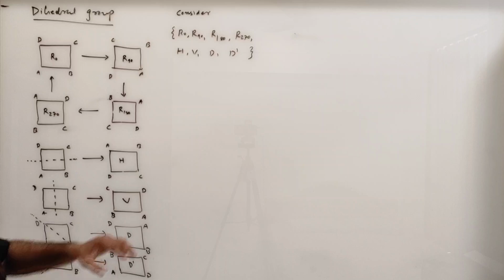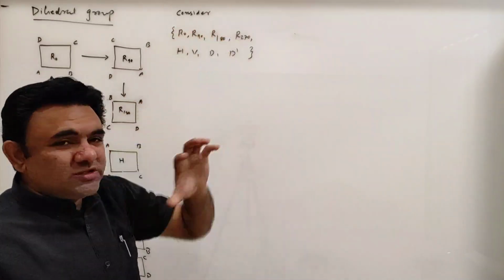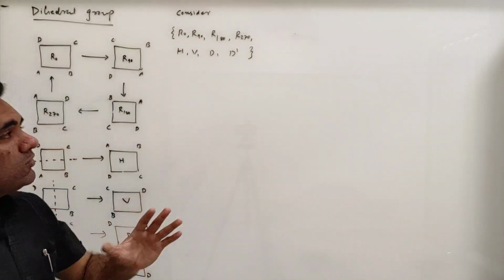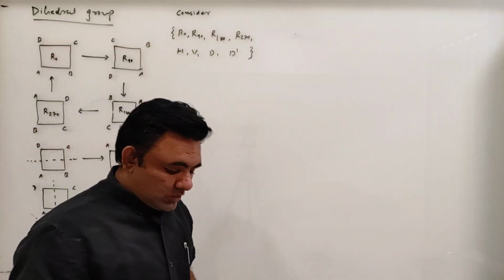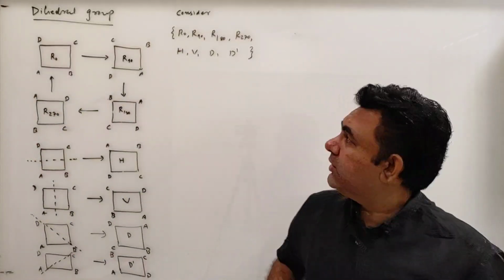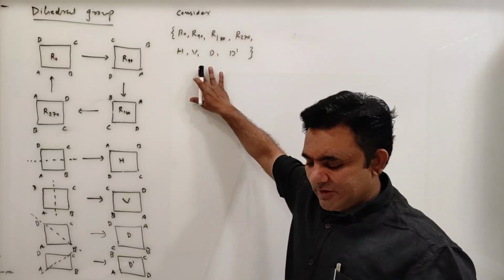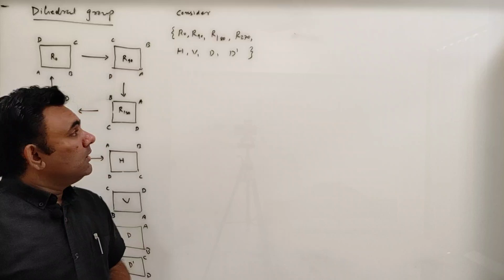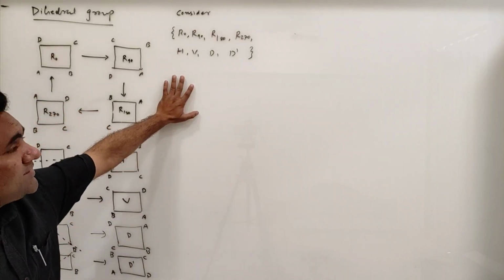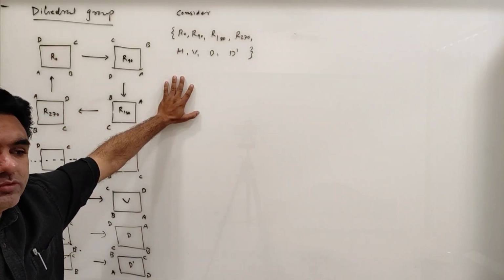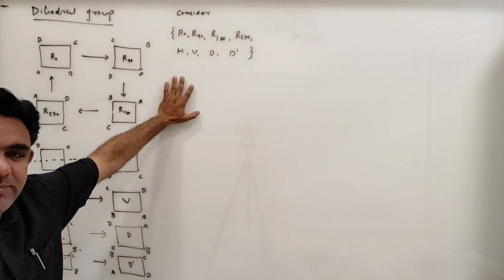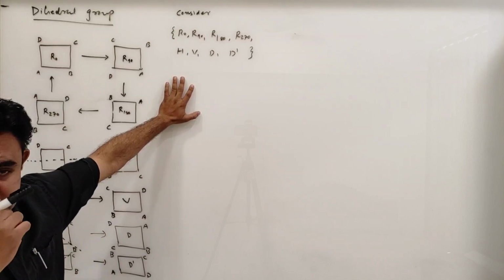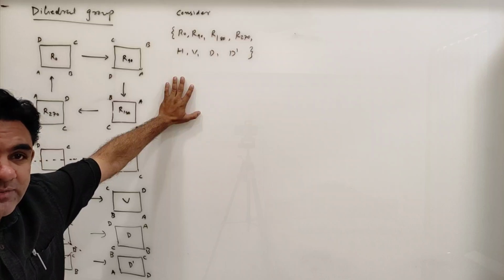So what is this? These are positions of the square, and all these are symmetries. So now I have this set which contains the positions of the square. Now I want to make this set a group. So for that what we need? G is a non-empty set, and I need one binary operation. So what do you mean by operation here?